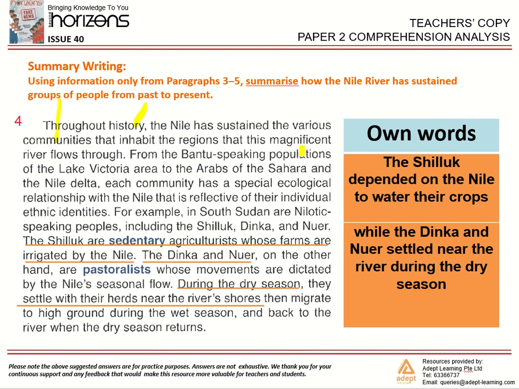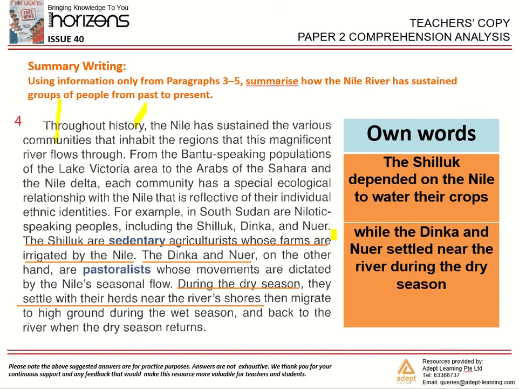The region that this magnificent river flows through, from the Bantu-speaking population of Lake Beira to the Arabs of Sahara and the Nile Delta. Each community has a special ecological relationship with the Nile that is reflective of their individual ethnic identities. For example, in South Sudan are Nilotic-speaking people, including the Shilluk, Dinka, and Nuer. The Shilluk are sedentary agriculturalists whose farms are irrigated by the Nile.